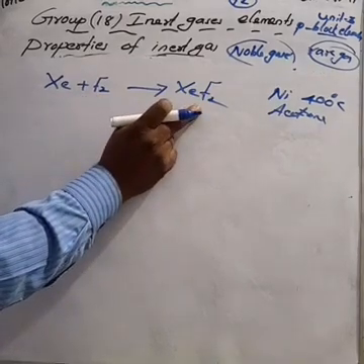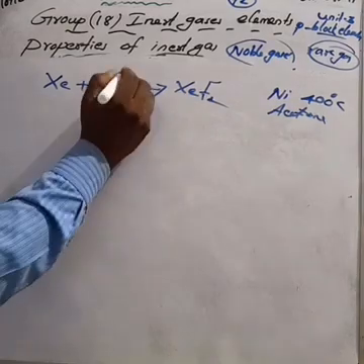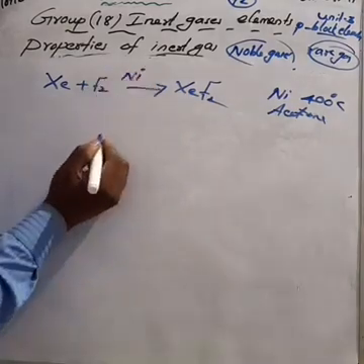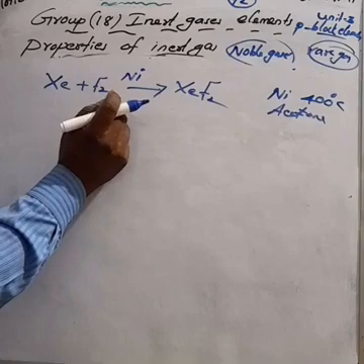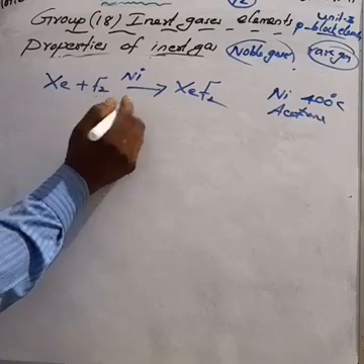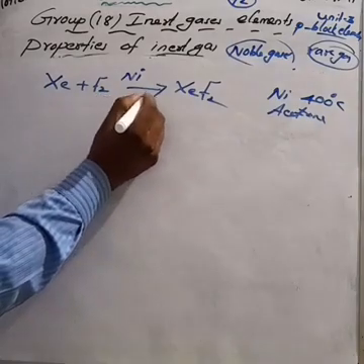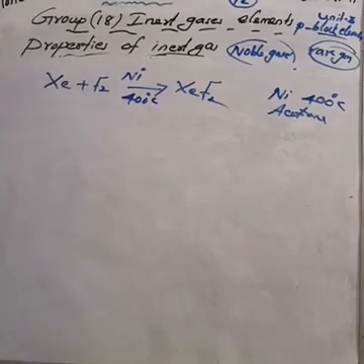Xenon difluoride, in the presence of nickel as a catalyst. What is the symbol of nickel? Ni. Nickel as a catalyst, and also we are applying 400 degrees Celsius. Now the equation is balanced. What about the second one?